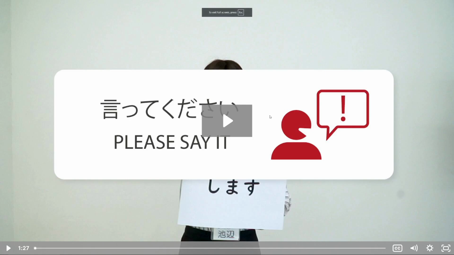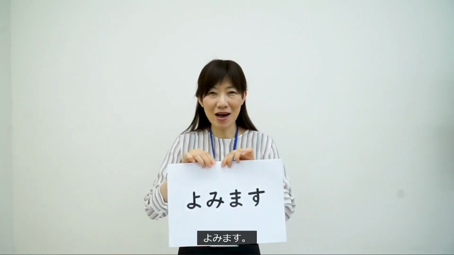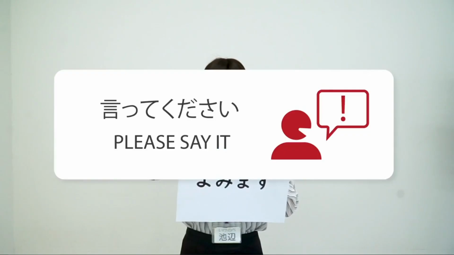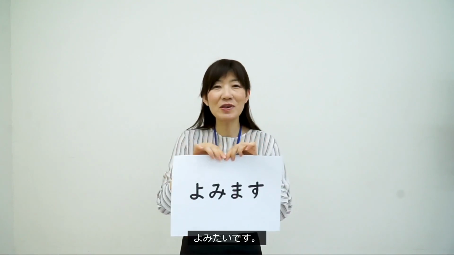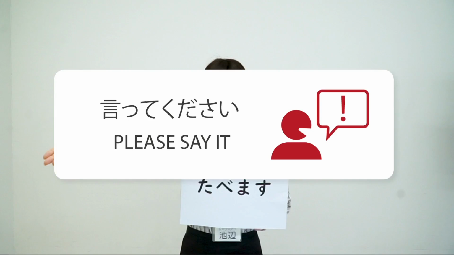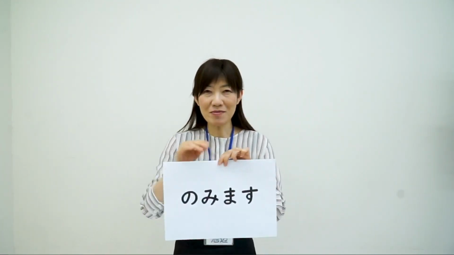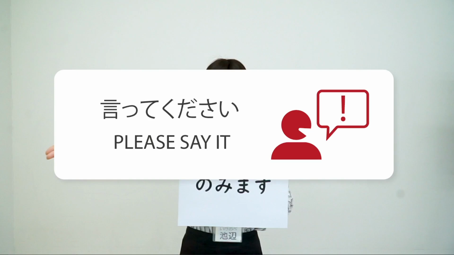Practice 1. 行きます、行きたいです。読みます、yomitai desu. I want to read, 読みたいです。 Name summer books. 食べます、tabetai desu, just like Kanna. 食べたいです。飲みます、nomitai desu.